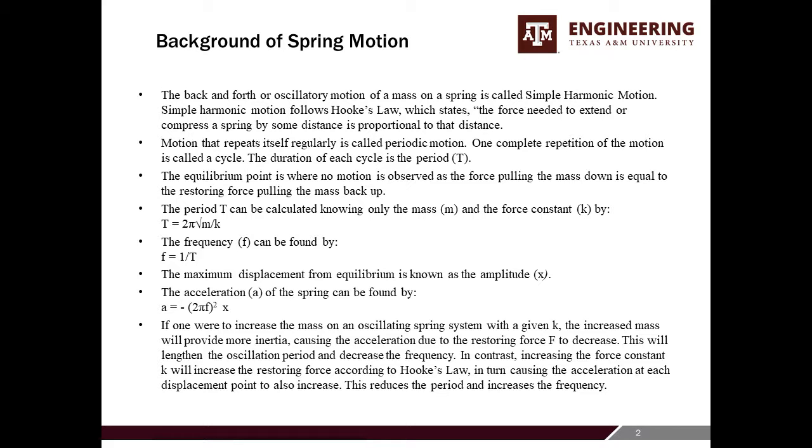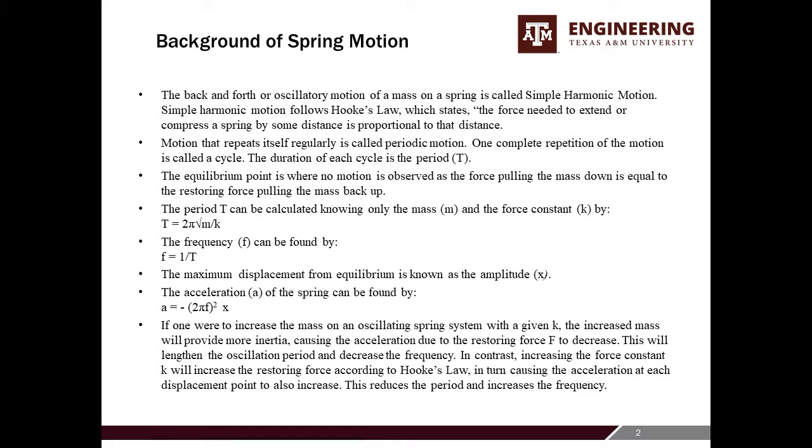Now, motion that repeats itself regularly is called periodic motion. When it completes one entire repetition of this motion, that is called a cycle, and the time it takes to complete the cycle is known as the period. The equilibrium point within simple harmonic motion is where no motion is observed, as the force pulling the mass down is equal to the restoring force pulling it back up.